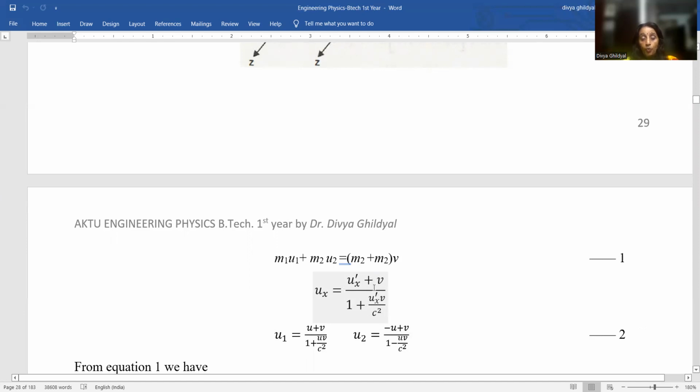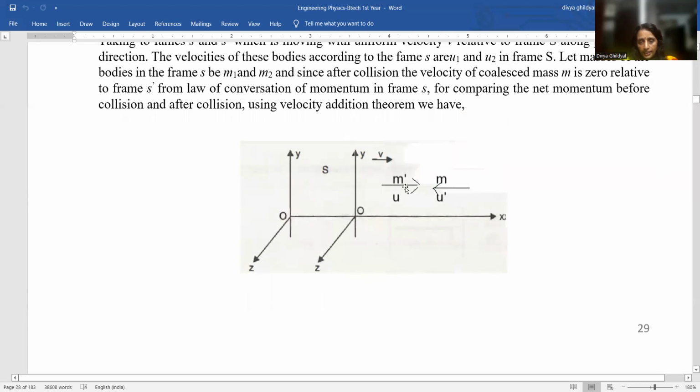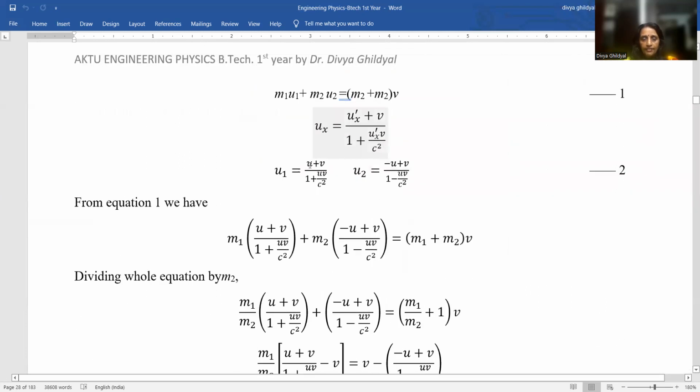Now since one mass is moving in this direction and the other in the opposite direction, if I choose one direction as positive, then automatically the opposite will become negative. And we get u1 is equal to (u plus v) upon (1 plus uv by c square). u2 dash is equal to (minus u plus v) upon (1 minus uv by c square). See, here u is positive and this u is negative.